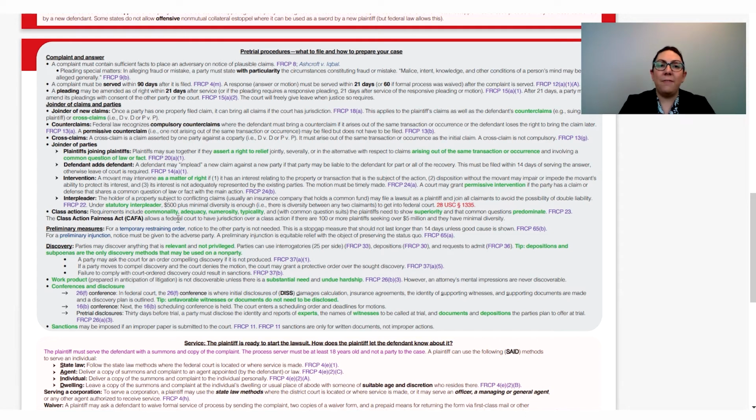Same thing works for defendants. If I want to sue the other driver and the owner of the other vehicle, two different people, I could bring one lawsuit against those two people.